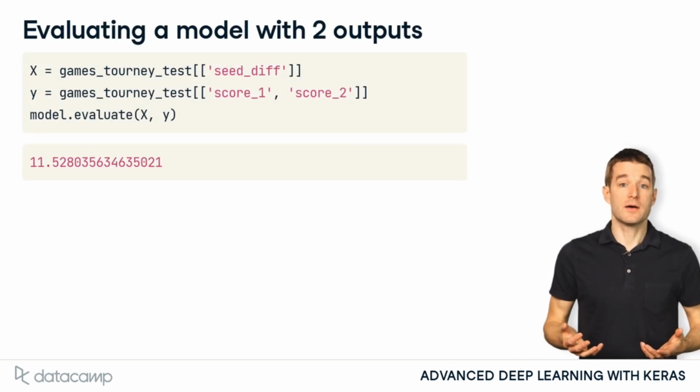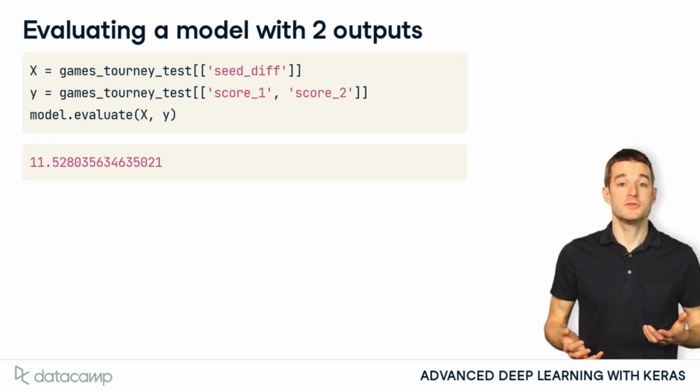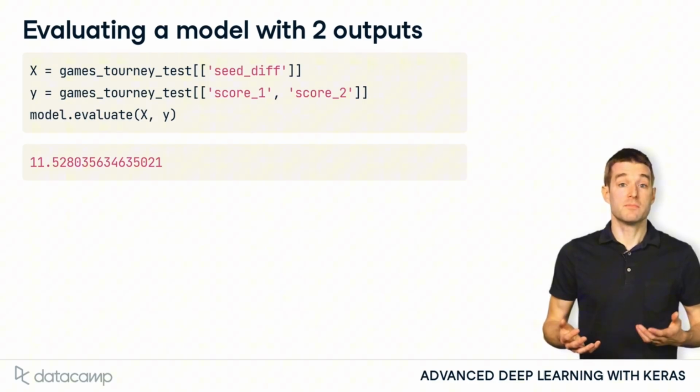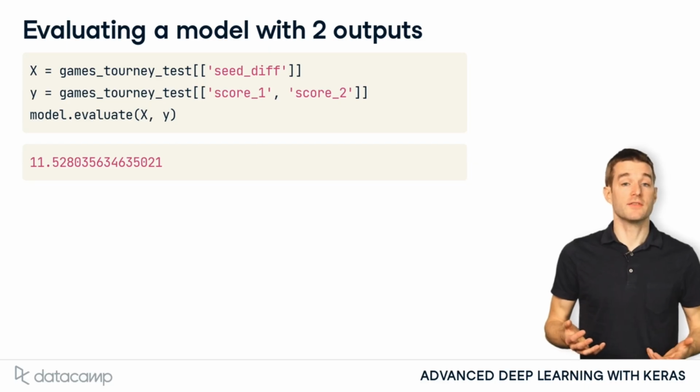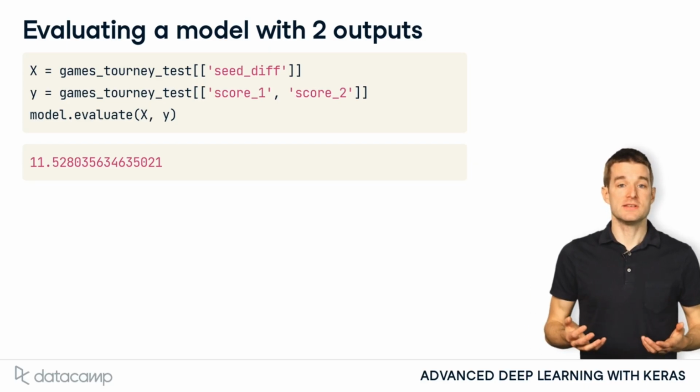Evaluating a model with 2 outputs is very similar to evaluating a model with 1 output, except you provide the evaluation function a data set with 2 columns of data for the target. In this case, the model performs reasonably well in the test set, but in the exercises, you will add some more data to get better predictions.